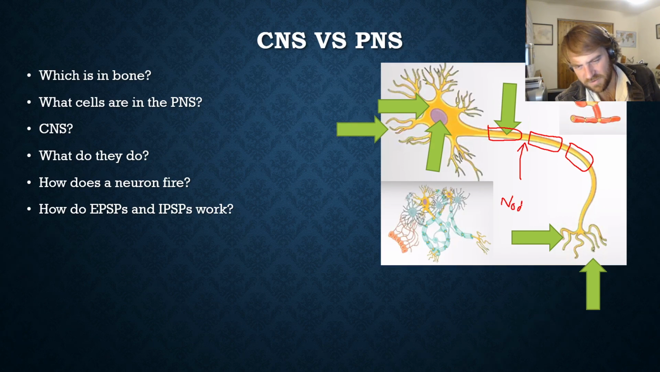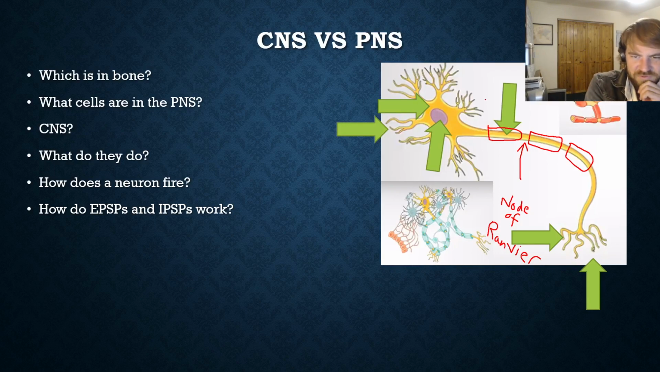Let's write that down here. It's the node of Ranvier. This is going to take forever. You can feel free to skip ahead until I have written this all out. It's pronounced Ranvier. Presumably it's French. Node of Ranvier. Okay, so that's what that is right there. The node of Ranvier. All right, we're done with the neuron.